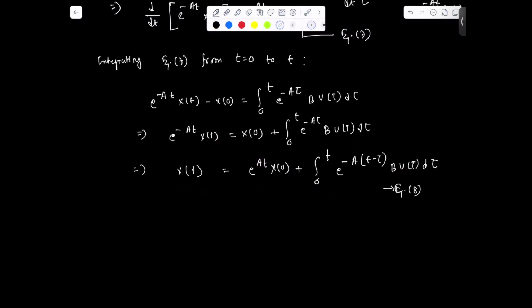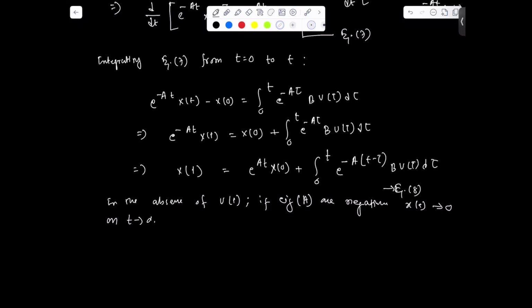We can write, in the absence of u(t), if the eigenvalues of A are negative, x(t) goes to 0 as t tends to infinity. But due to this term, it is difficult.